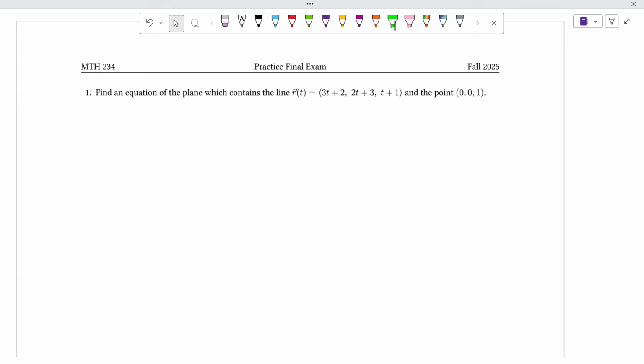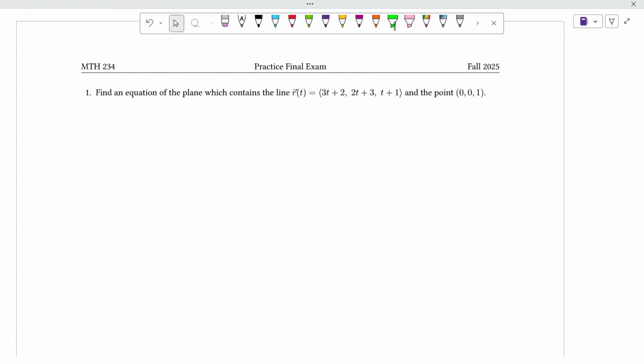To find the equation of a plane, we need two elements. We need a normal vector, and we need a point. Any point in the plane will do, but we have to find a normal vector to go along with it. We already have a point, (0, 0, 1). It's given to us. And really, we have two points because we've also got (2, 3, 1), because that's a point that's in the line. We know that entire line needs to be in the plane. But more on that in a second.